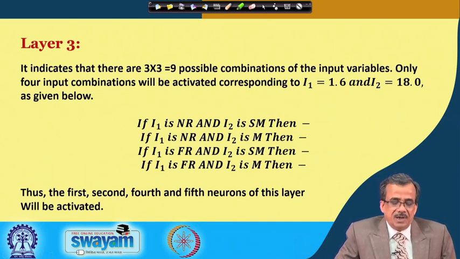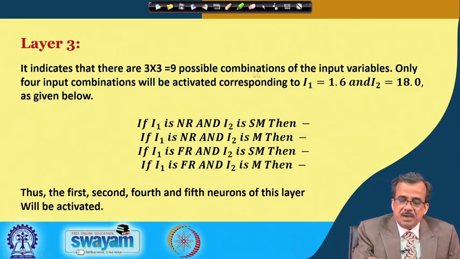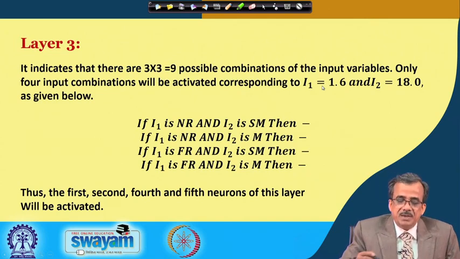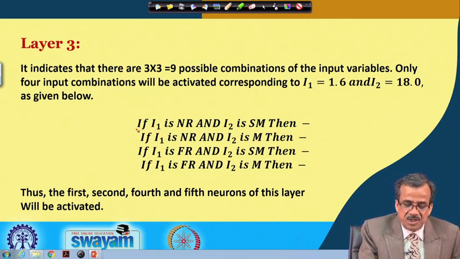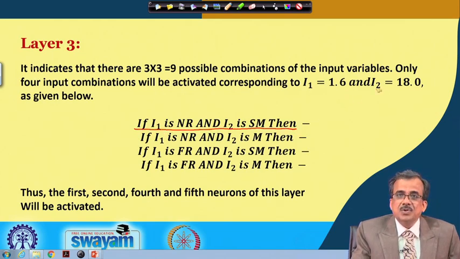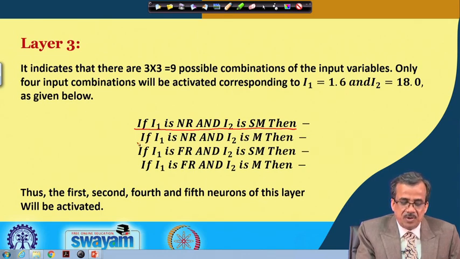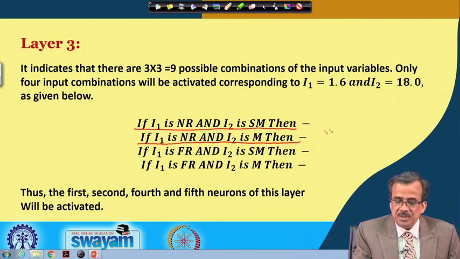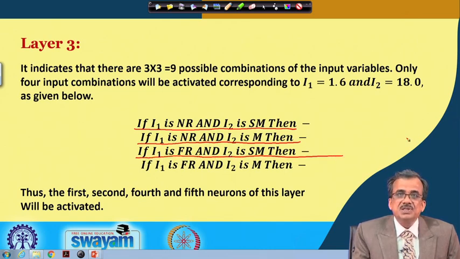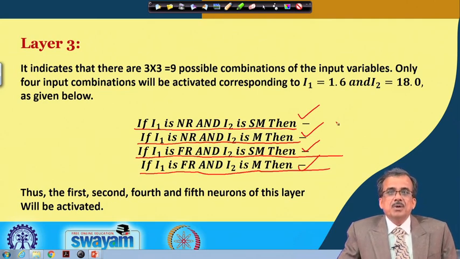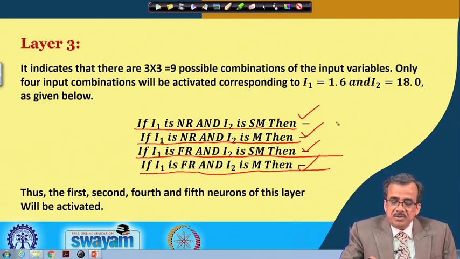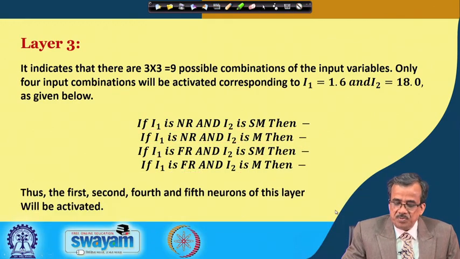As I told you, on layer 3 we have 3 multiplied by 3, that is 9 possible rules, and out of 9, only 4 rules are going to be fired. The 4 fired rules are as follows. If I 1 is near and I 2 is small, then the output is something that I have not written here. The second fired rule: if I 1 is near and I 2 is medium, then the output is something. The third fired rule: if I 1 is far and I 2 is small, then the output is something. Then if I 1 is far and I 2 is medium, then the output is something. So out of 9, 4 rules are going to be fired. Corresponding to these fired rules, we will have to find out what the output should be.